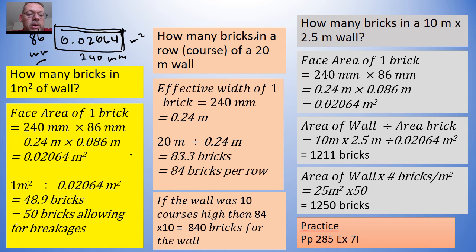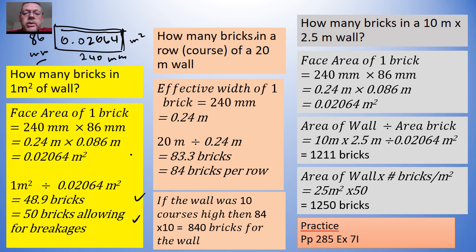Now, if we say 1 square meter divided by that, that would give us 48.9 bricks, which is around 50 bricks per square meter, allowing for a brick to break in every square meter. So that's a good round number to estimate with.